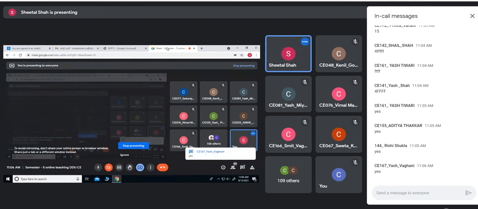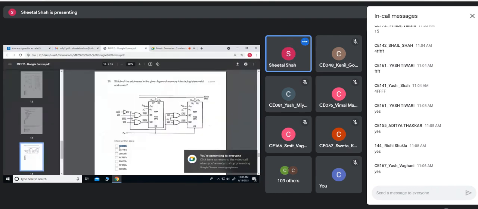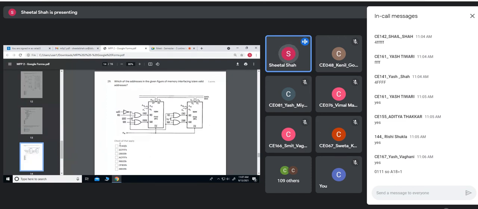We have to select the A18 bit. A18 comes under the higher order 4 bits, because the higher order 4 bits correspond to A19, A18, A17 as well as A16. So here, if I represent 7, it would be 0, 1, 1, 1. Since the A18 pin is 1, this is not a valid address.